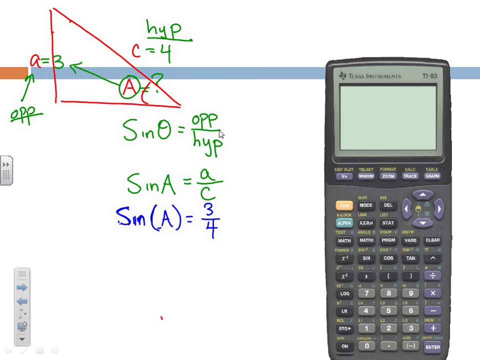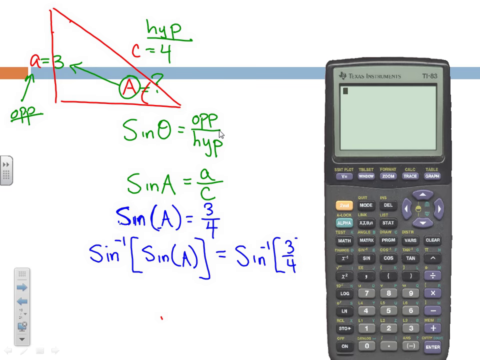So I'm going to take the function on both sides. I'm going to use the inverse of it. So I'm going to write sine inverse, and then I'm going to start a set of parentheses. And inside of this I have the sine of angle A. And anything that I do to one side of the equation I have to do to the other side. So I'm going to take the inverse sine of the right side as well and put that 3/4 into those brackets.